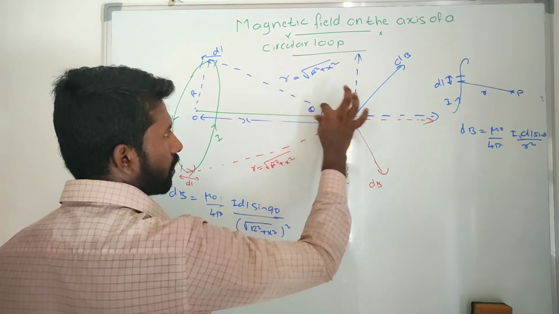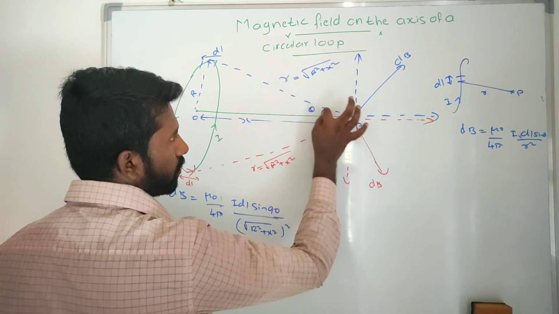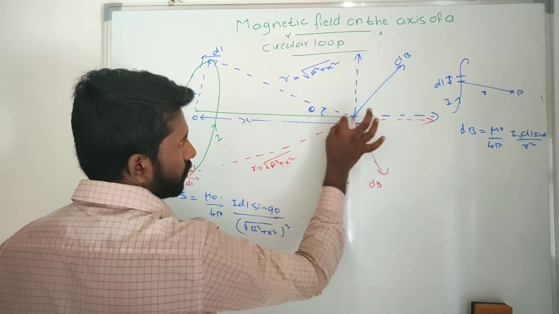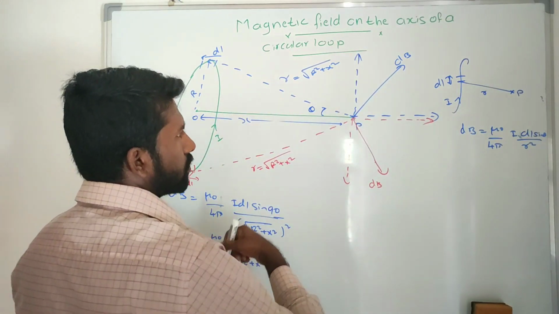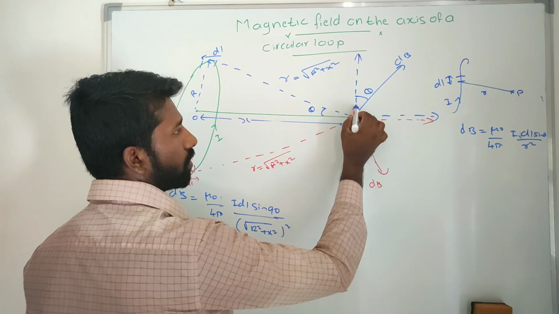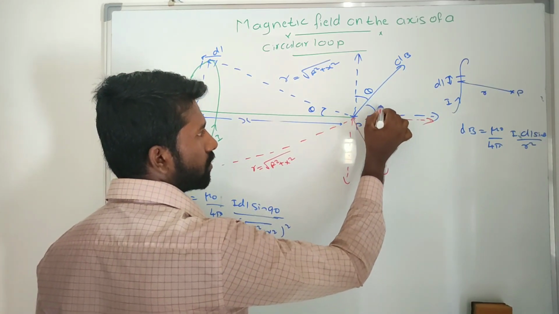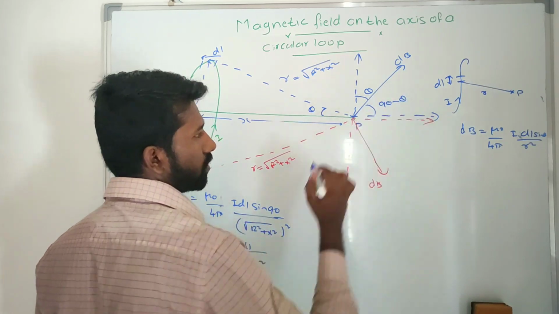This is the angle between these two lines. These two are the perpendiculars. For this line, this is the perpendicular. For this line, this is the perpendicular. So this will also be theta. If this is theta, what about this angle? This total is 90, so this is 90 minus theta.